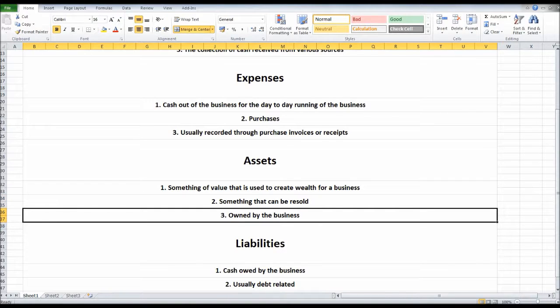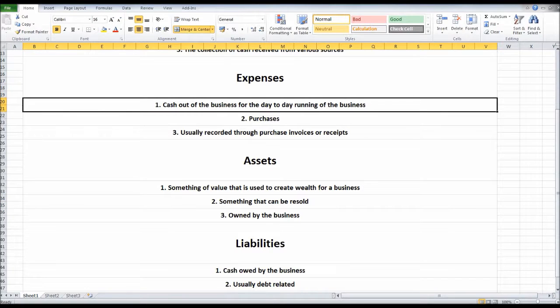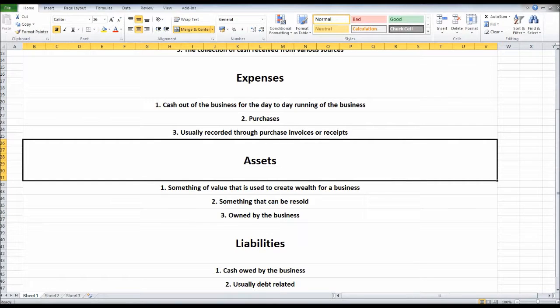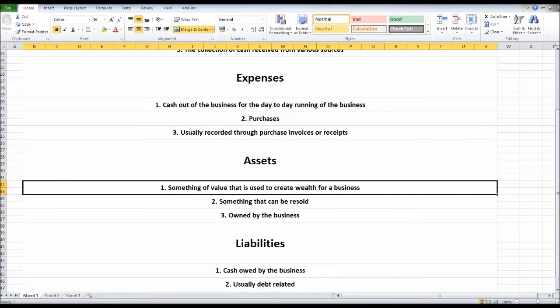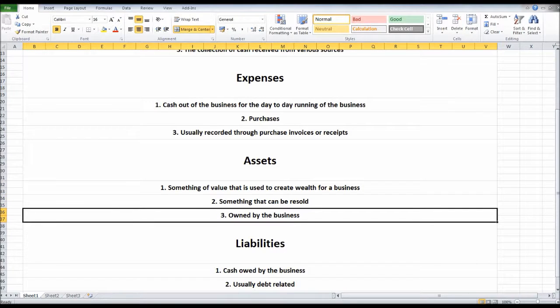The third characteristic for an asset is that it is owned by the business. So you may have a company car that is on lease. That would actually be an expense. But a company car that is owned by the business would be an asset. And there can be some confusion between assets and expenses. But if you just remember these three main characteristics of assets, that they create wealth for a business, that they can be resold, and that they are owned by the business.